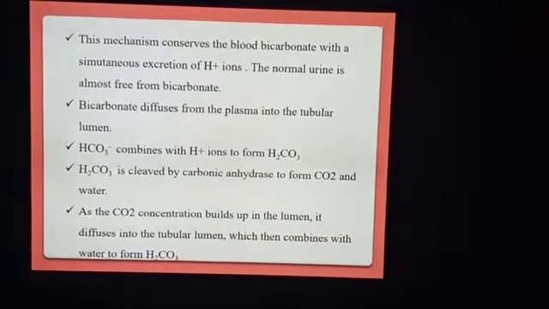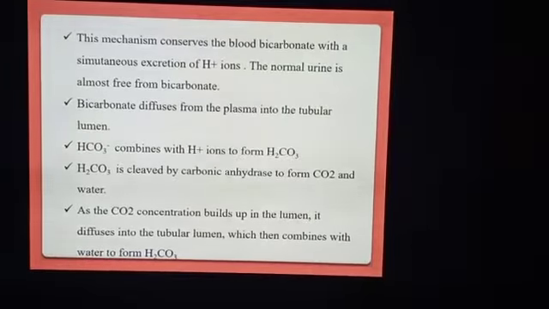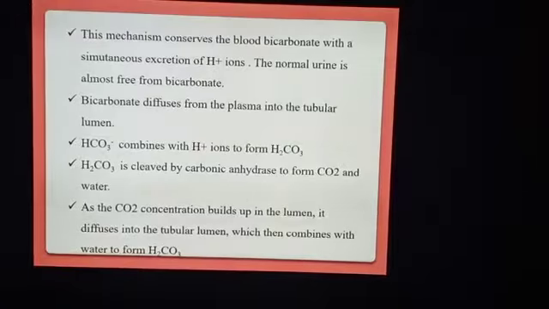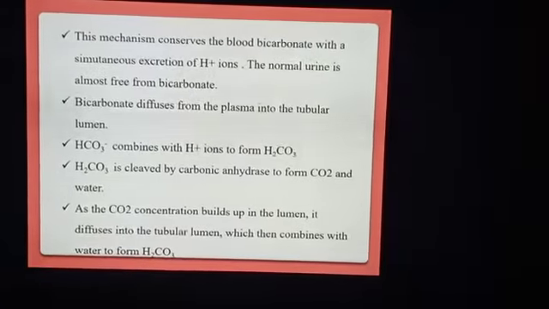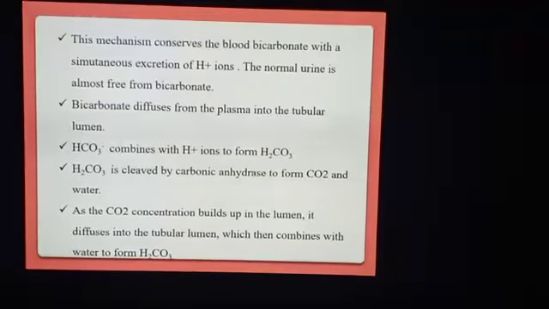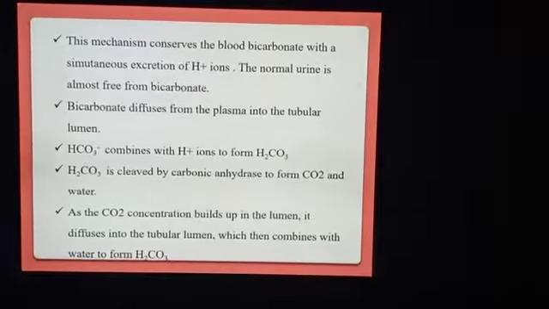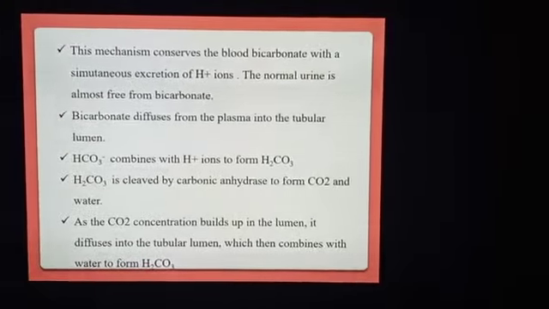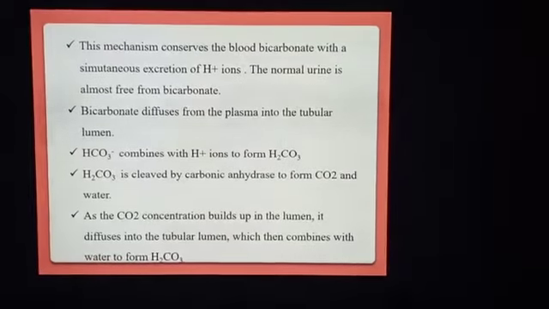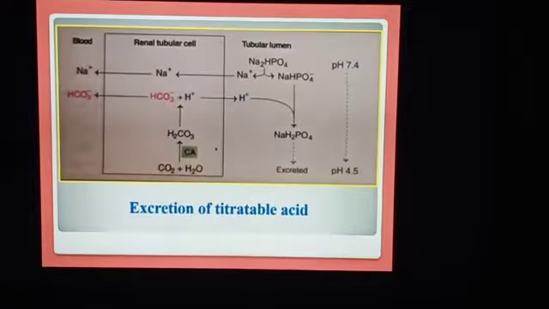The normal urine is almost free from bicarbonate, and this bicarbonate diffuses from the plasma into the tubular lumen. Bicarbonate combines with H plus ions to form carbonic acid, and it is cleaved by carbonic anhydrase to form CO2 and water. As the CO2 concentration builds up in the lumen, it diffuses into the tubular cell, which then combines with water to form carbonic acid. Then, excretion of titratable acids.